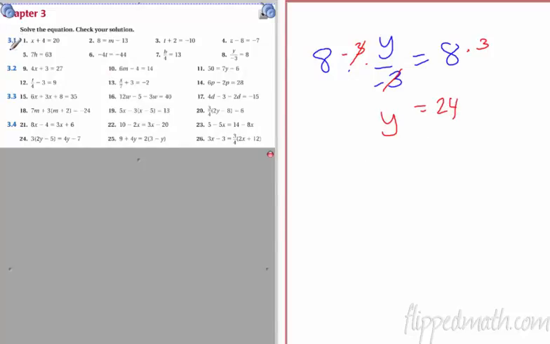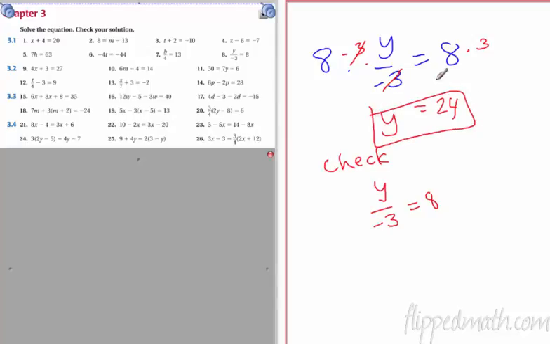But for section 3.1 and 3.2, you're going to be asked to check your solution. So if you remember the steps for checking, number 1, we're going to write the original equation. So y over negative 3 equals 8. That's the first step. The second step is to sub in your solution when you solve the equation. So we got y equals 24. So we'll sub in 24 for y. Divided by 3 equals 8. And then you simplify. So here we get negative 8 equals 8.